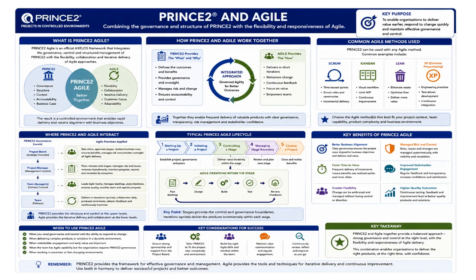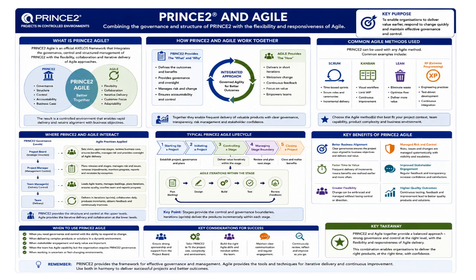The important message here is that PRINCE2 governance can support many different Agile delivery methods depending on the project environment and organizational needs. The section titled Where PRINCE2 and Agile Interact explains how governance and Agile practices operate at different levels of the organization.